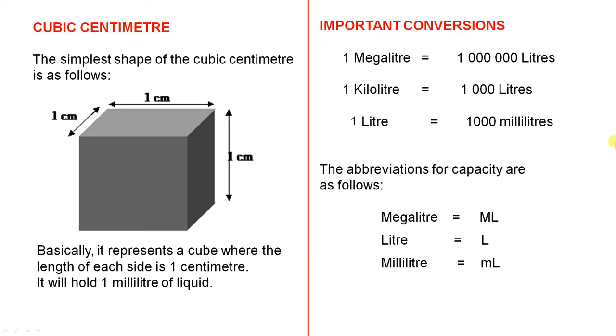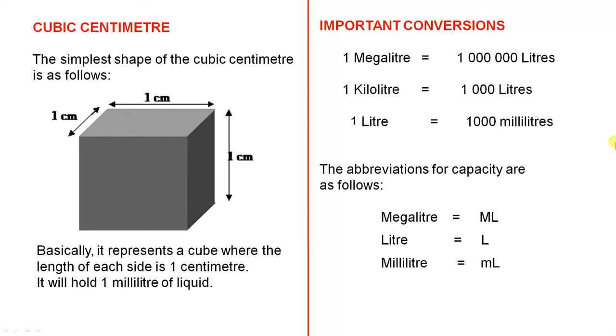What is the cubic centimetre? The simplest shape of the cubic centimetre is as follows. Basically, it represents a cube where the length of each side is 1 centimetre. It will hold 1 millilitre of liquid.